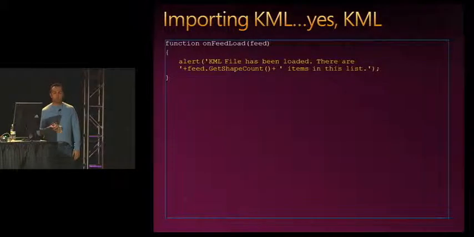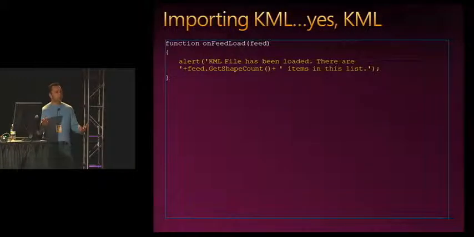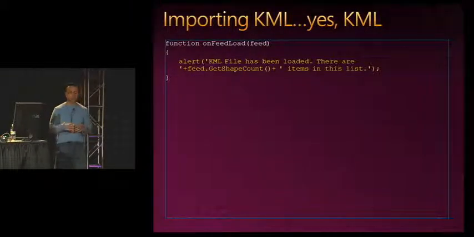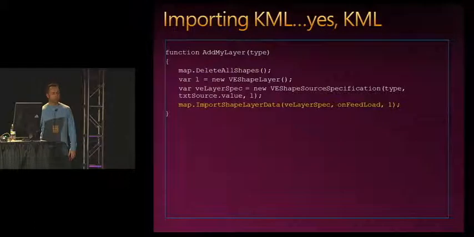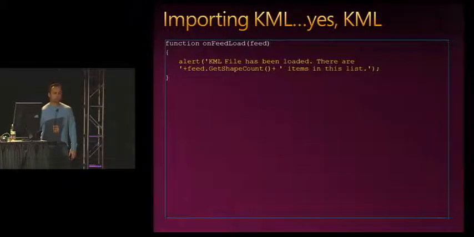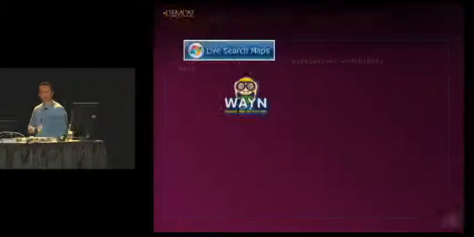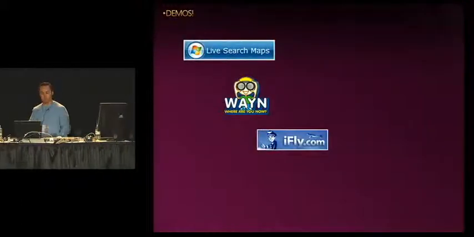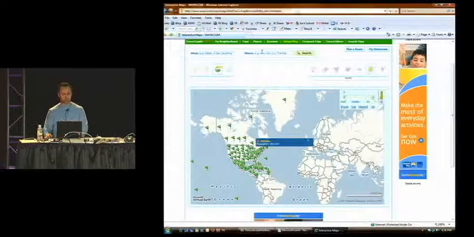So this is my callback. It's going to actually take the KML. It's going to pop up an alert that tells me the layer has been loaded and how many points are included in the KML file. And not just points, but polygons or polylines as well. And then here's my div. You already saw that. So really, the only new code that I showed you for importing KML is right here, and my callback. So let me switch over to my little application here.